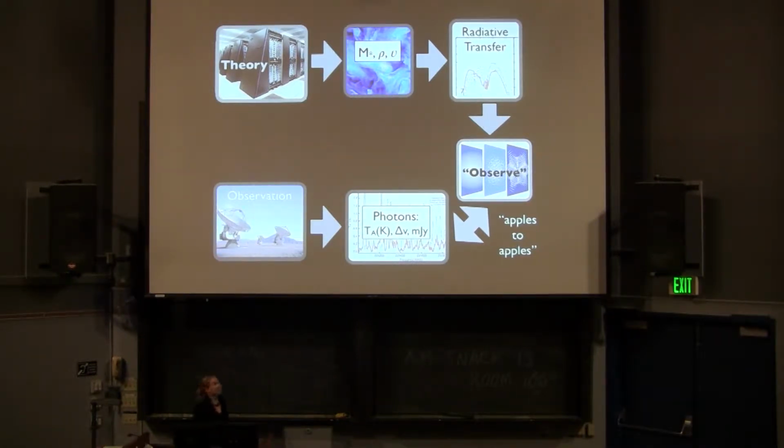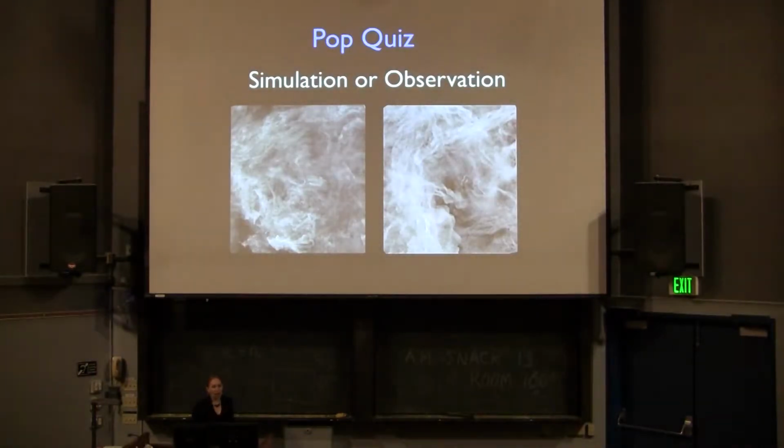All right, so to illustrate this, I have a pop quiz for you. So the pop quiz is that one of these images is an observation, and one of these images is a simulation. So I want you to look at these two different images and try and figure out which is the simulation and which is the observation. All right, so who thinks that the one on the left is the observation? OK. Who thinks the one on the right is the observation?